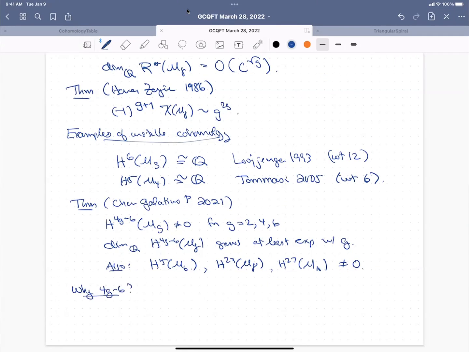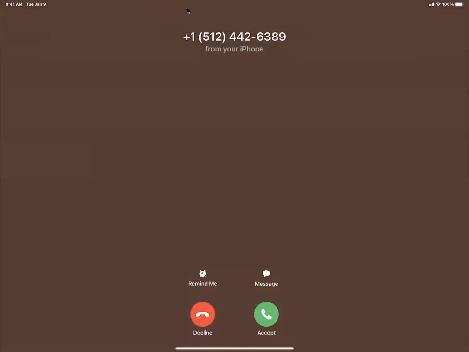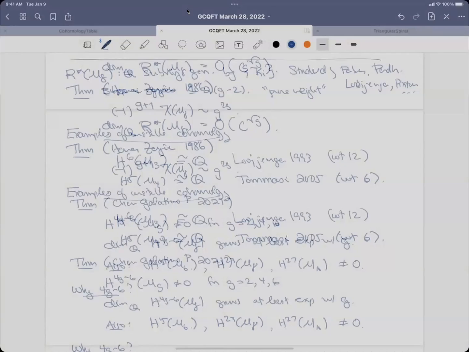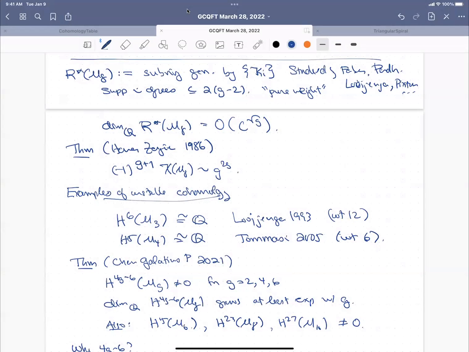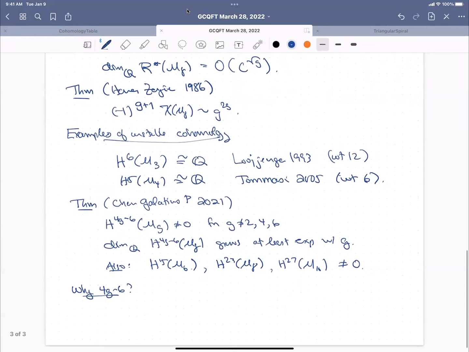And Sam, when you wrote g equals 2, 4, 6, perhaps you meant not equal to? Also, you're getting a call. Thank you, thank you. I declined the call, and yes, g not equal to 2, 4, 6. Thank you.